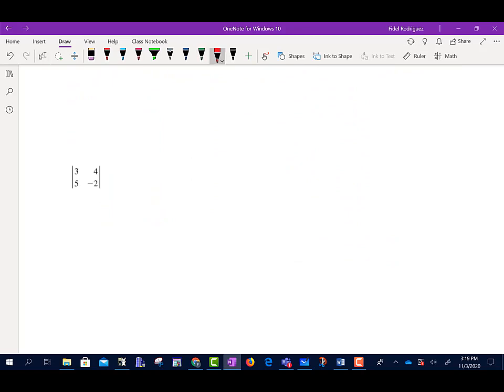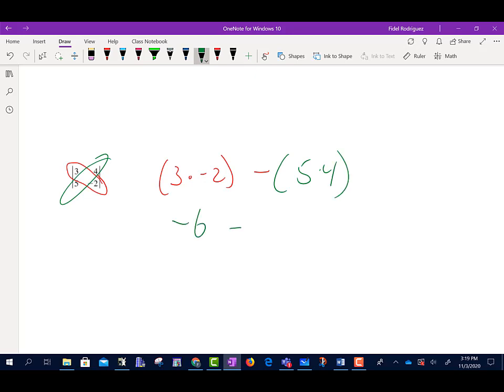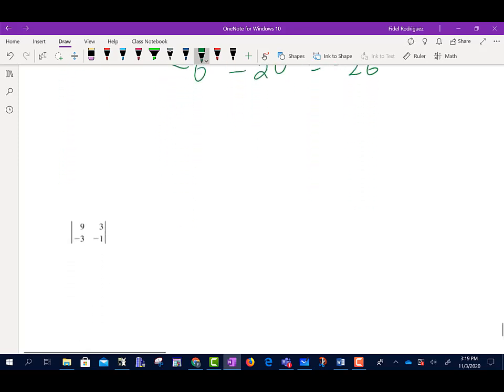Do the same thing here. We're going to multiply, so 3 times -2 minus 5 times 4. So this is -6 minus 20, which is -26.